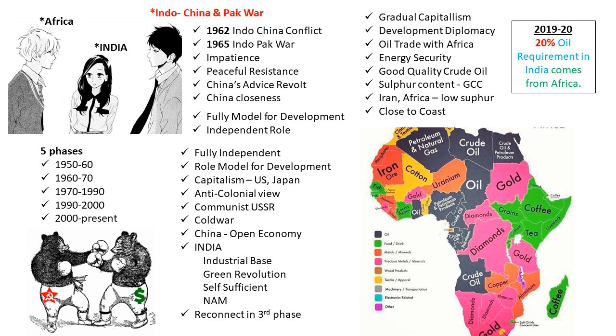Number two, as we said, oil available in Africa is of good quality, meaning it also has low sulfur. As the oil available in Africa has low sulfur, India prefers to buy that oil. The third factor for why we buy oil from Africa is that oil is available close to the coast, and as a result, trade in that oil is easy.